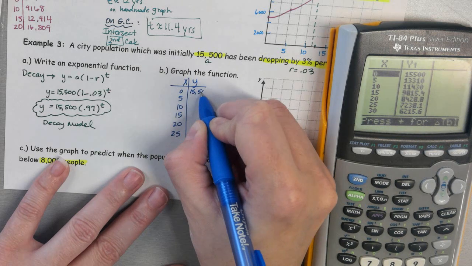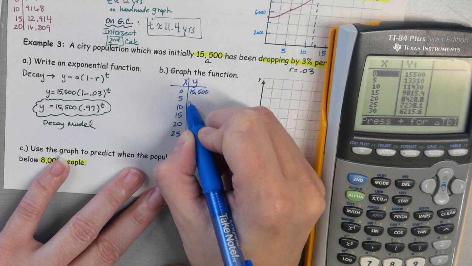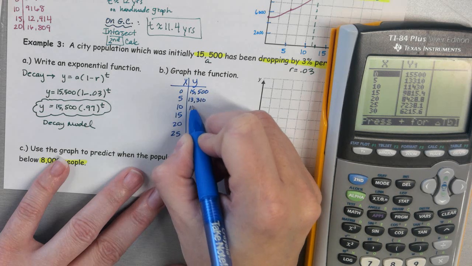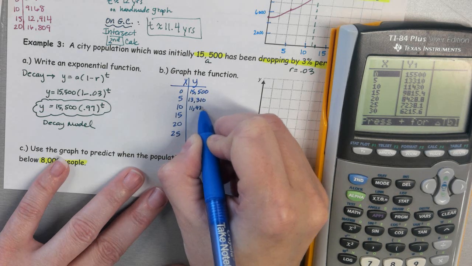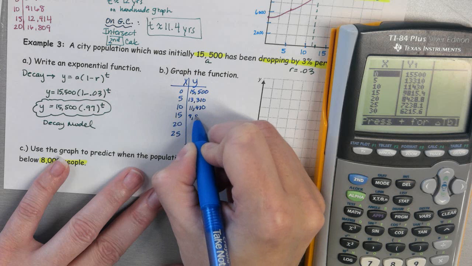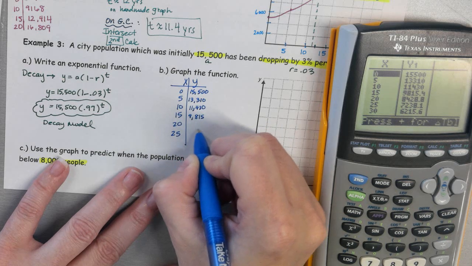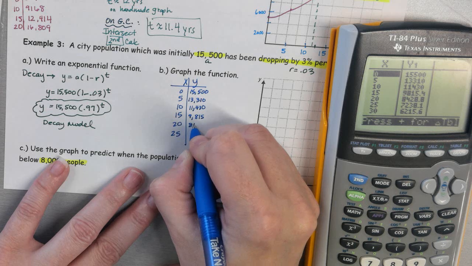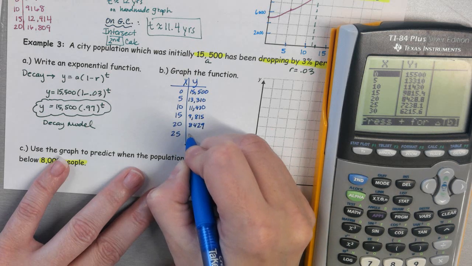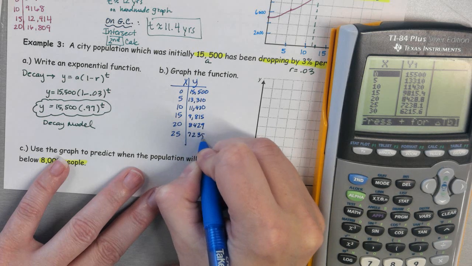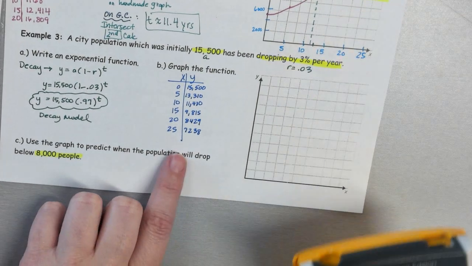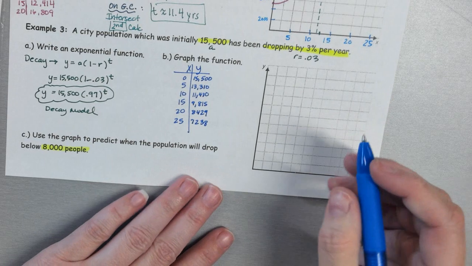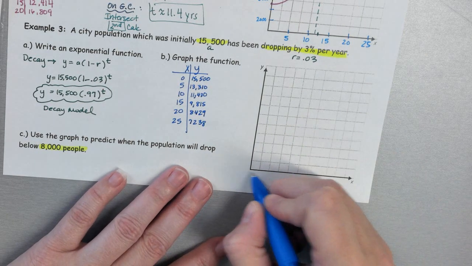So we know my initial value, 15,500. This is 13,310, 11,430, 9,815, and I'm just rounding to the nearest whole number because on my graph, I'm not going to be plotting the decimals exactly, right? Because with our handmade graph, we know that there is going to be a margin of error.